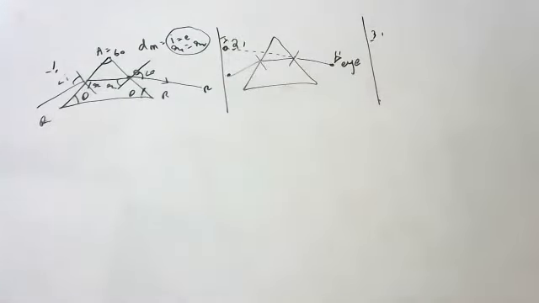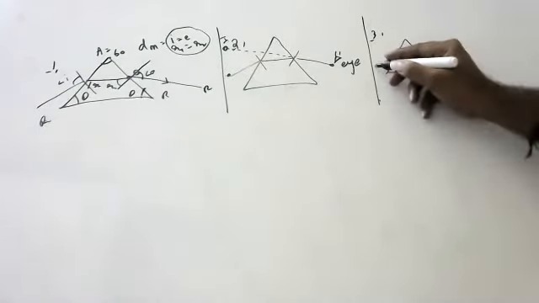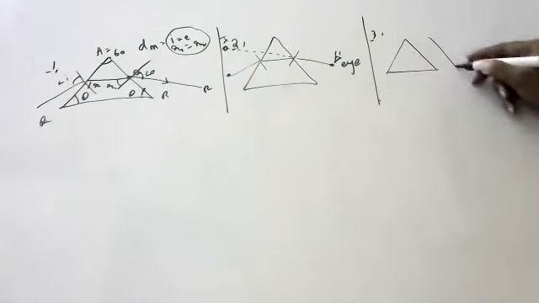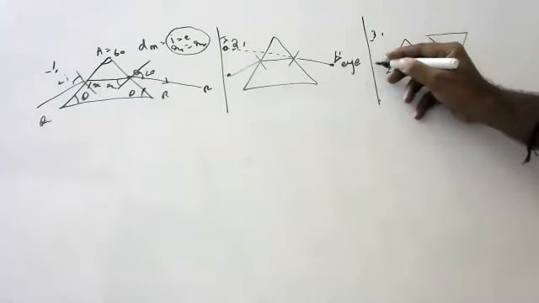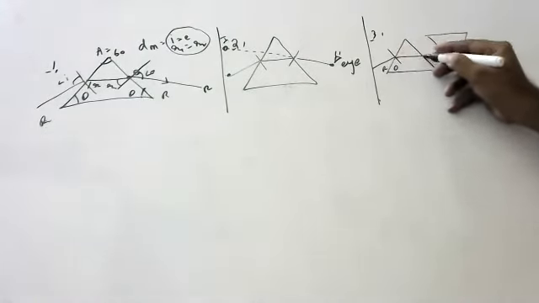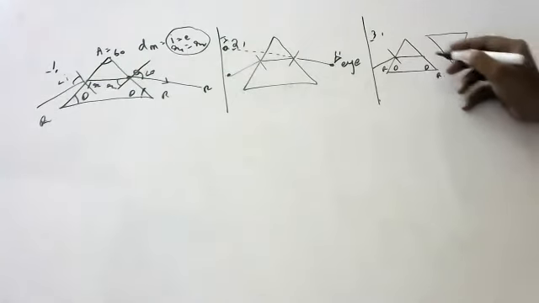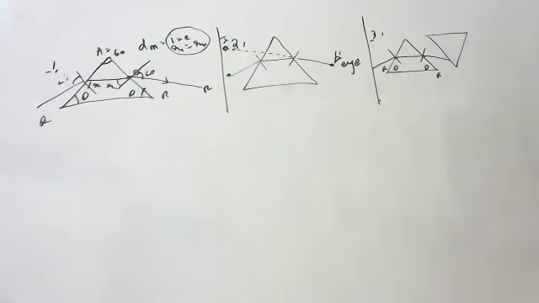Third question. So, children, here is a prism. Here, they have kept an inverted prism. What happens, he is asking. See here. Rarer to denser, towards the normal. Denser to rarer, away from the normal. Like this, it will fall.